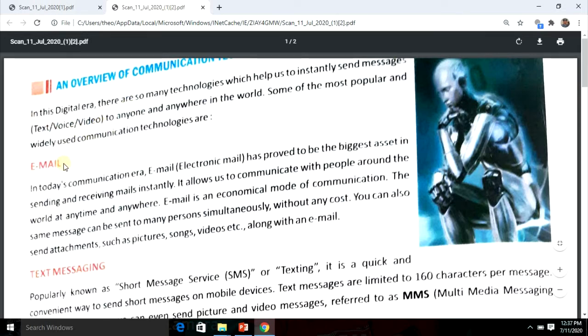The first one is email. It is used to send a message from one system to another system, from one place to another place, and we can send attachments in the form of pictures, songs, videos, and our data.